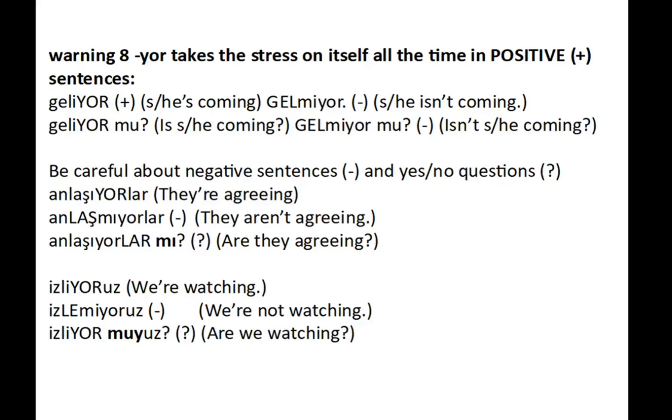And the eighth warning is about yor. I told you about this. It was coming soon. Yor, which is the counterpart of the continuous suffix ing of English in present continuous tense, takes the stress on itself all the time in positive sentences. Be careful. Geliyor, gelmiyor. So this is a negative sentence. That's why it doesn't take it. Geliyor mu? In questions, it takes it too, but it's a positive sentence.